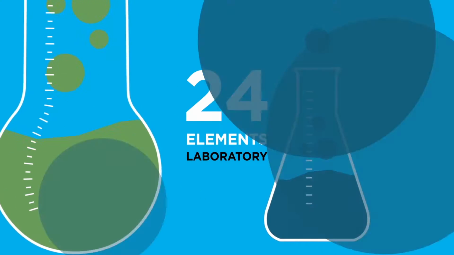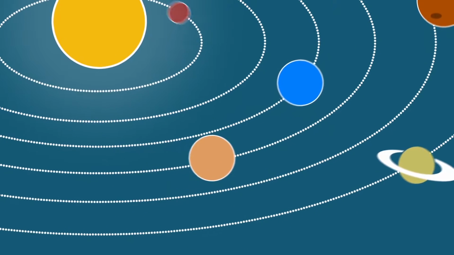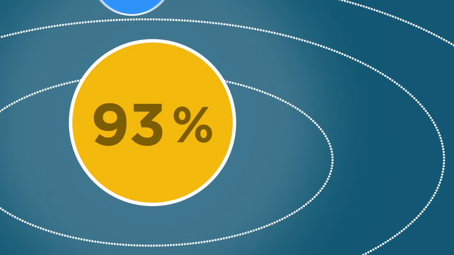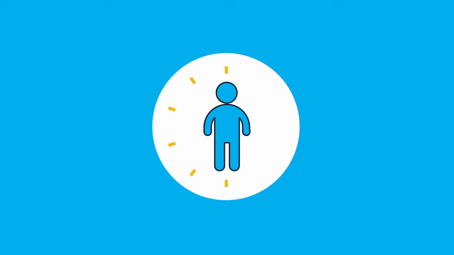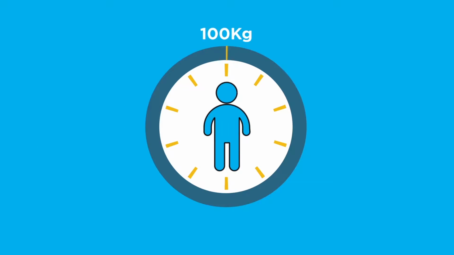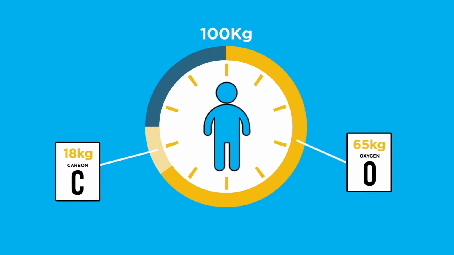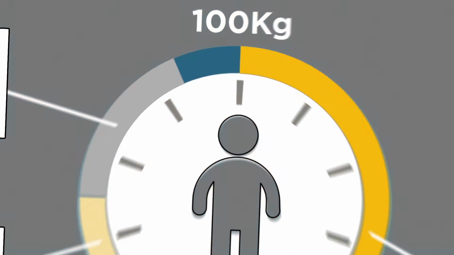118 elements may seem too little for an entire universe, but it's not. Let's see. In stars like the Sun, 94% of all the atoms are hydrogen. The human body itself is very scarce on chemical elements. For every 100 kilos of weight, 65 kilos are oxygen atoms, 18 kilos are carbon atoms, and 10 kilos are hydrogen atoms, which leaves little room for all the other essential elements.